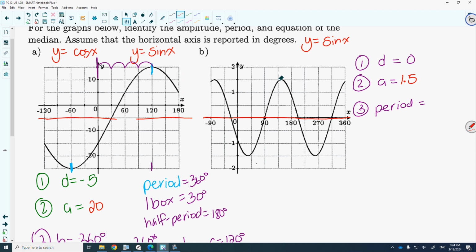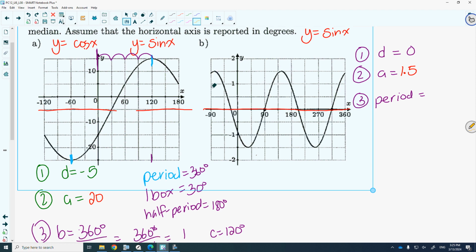Normally for period, I really like when we can go peak to peak, but we have an issue. And the issue is you cannot guess how many degrees that would be. So we can't go peak to peak. So we have to figure out a different way to get the period.